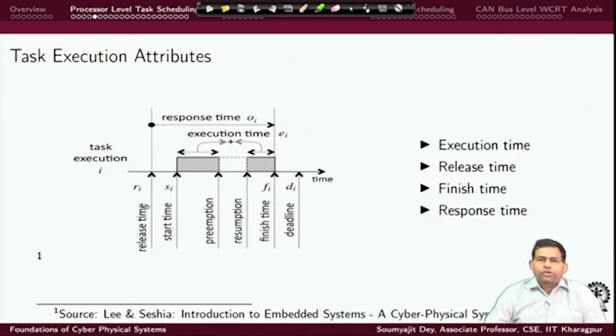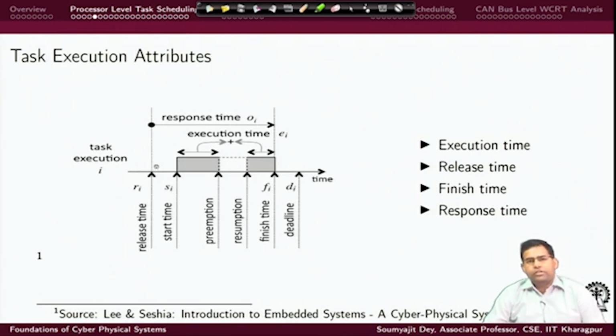Typically, when we talk about a periodic task, the characterization starts with this timeline and the time instant when the task is set forth for execution. That means the task has arrived and has been released for execution, which is called the release time. Some dispatcher has provided the system with this task instance. That does not mean that the task will start executing right now.